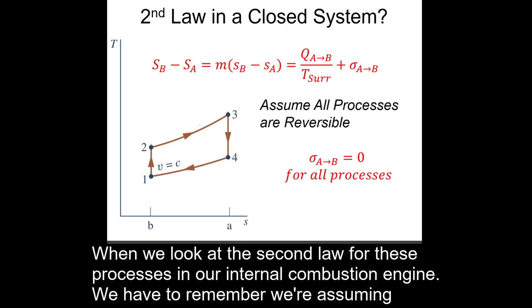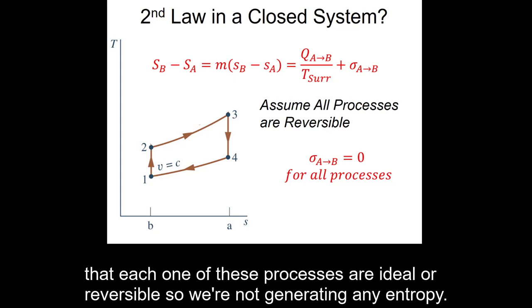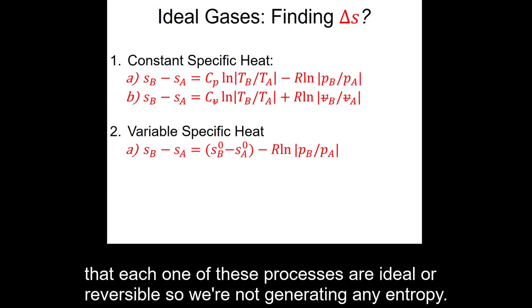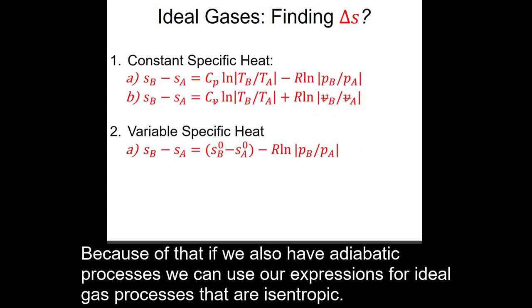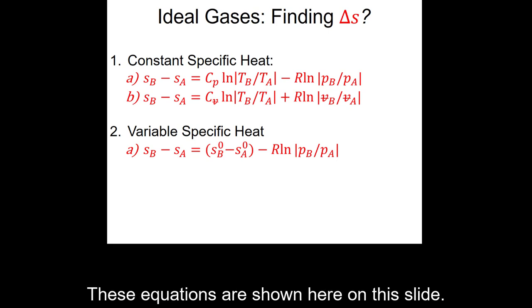When we look at the second law for these processes in our internal combustion engines, we have to remember we're assuming that each one of these processes is ideal or reversible, so we're not generating any entropy. Because of that, if we also have adiabatic processes, we can use our expressions for ideal gas processes that are isentropic. These equations are shown here on this slide.